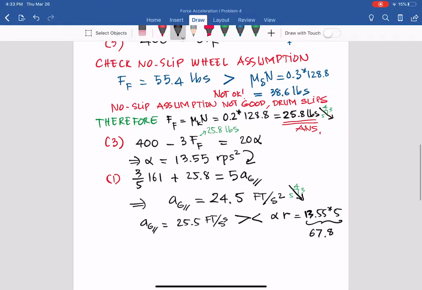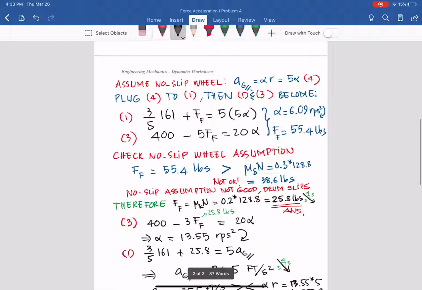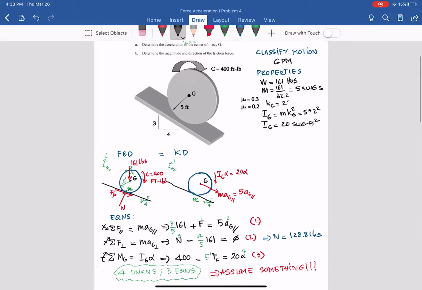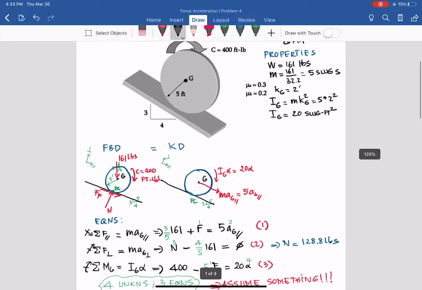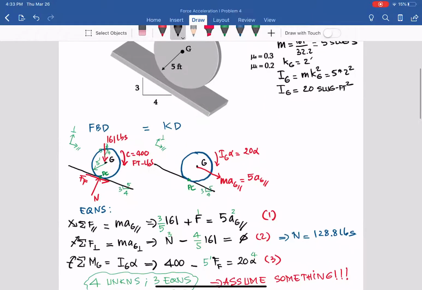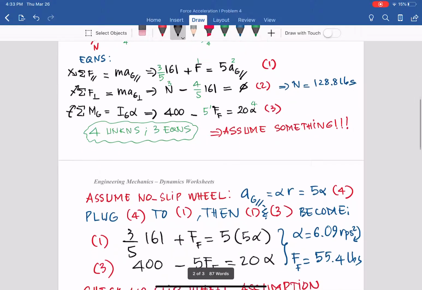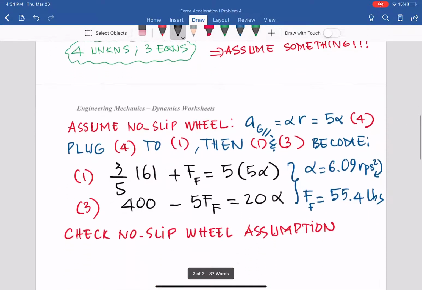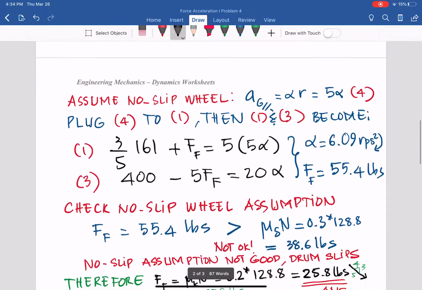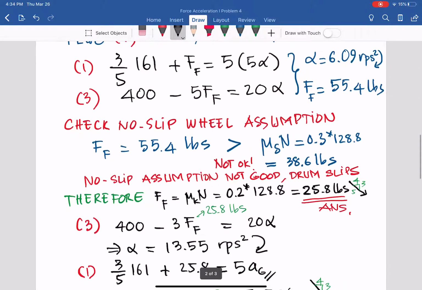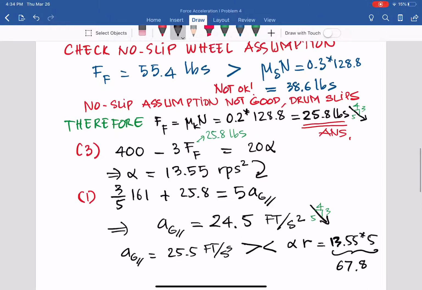So let me conclude. In this problem, the key points: write equations, draw diagram. If too many unknowns, assume something. Always assume no slip wheel first. When you assume, you have to check your assumption whether it's good or not. In this case, not good. So when it's not good, you have FF equal to mu sub K N when the wheel slips. And then you can go ahead to find out the acceleration part of these problems.